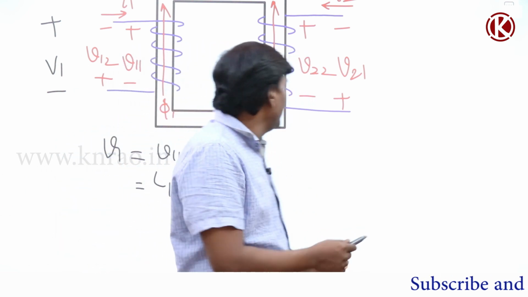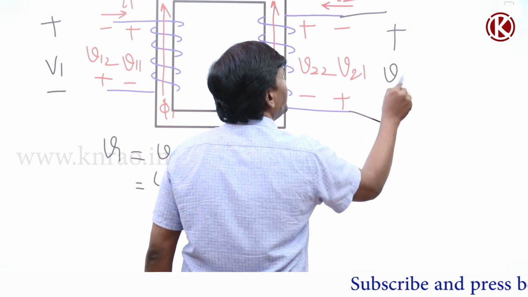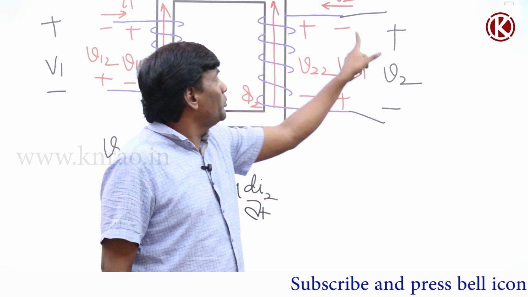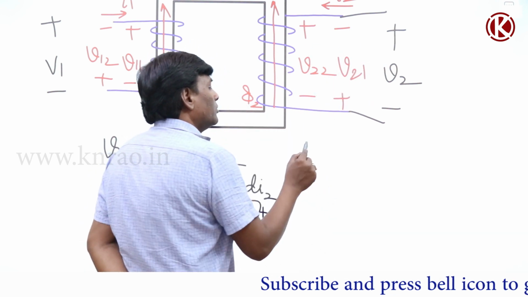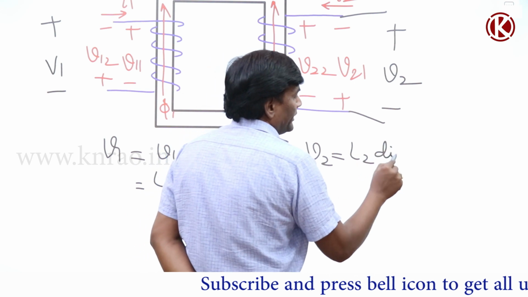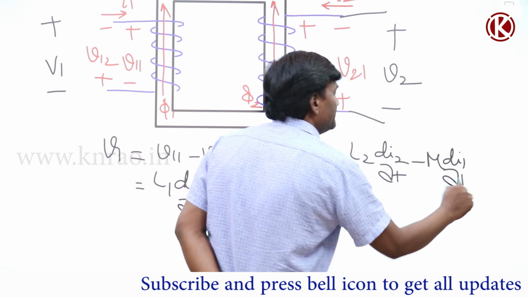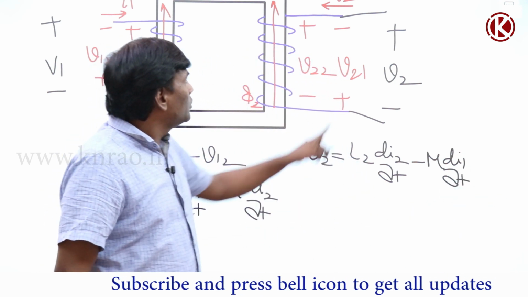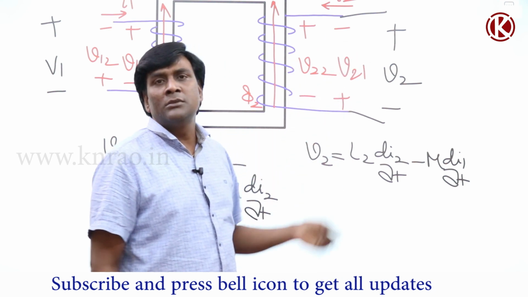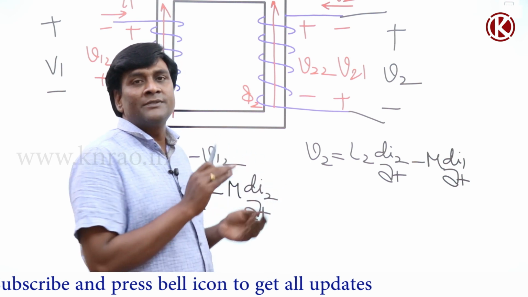That's it. Okay, if I think of here, if I say the total voltage here is V2, then V2 equals V22 minus V21. So V2 should be equal to V22, self, L2 di2 by dt, minus M di1 by dt. Okay, so our model should be able to satisfy these conditions.